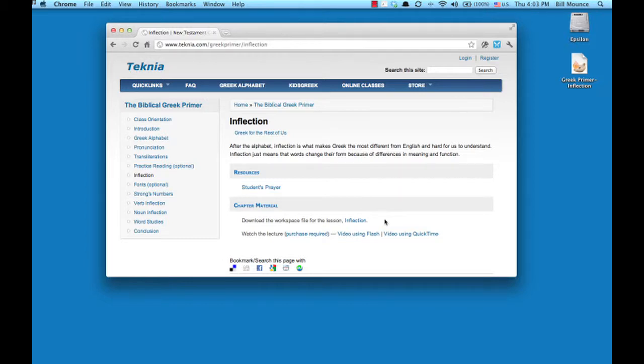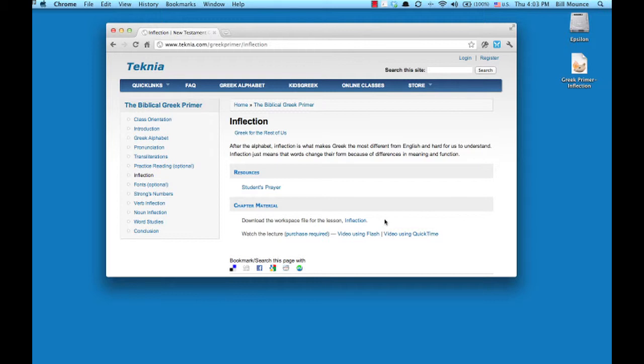This was a really important chapter. As I said at the beginning of this series, after the alphabet, it's the issue of inflection that causes the most trouble for people who want to use the better biblical study tools. So understanding inflection is just critical if we're really going to get proficient at this level of the Greek primer.